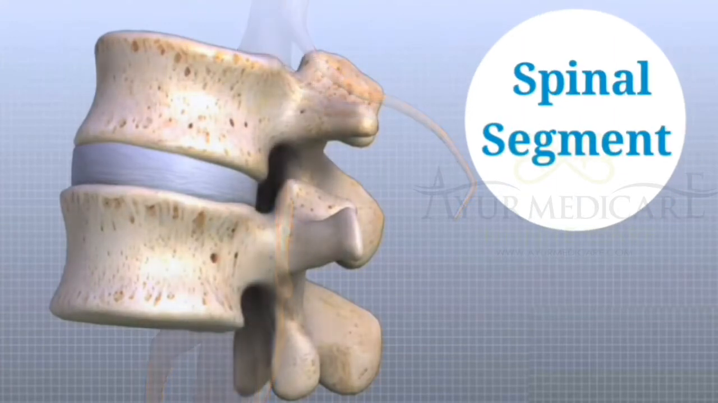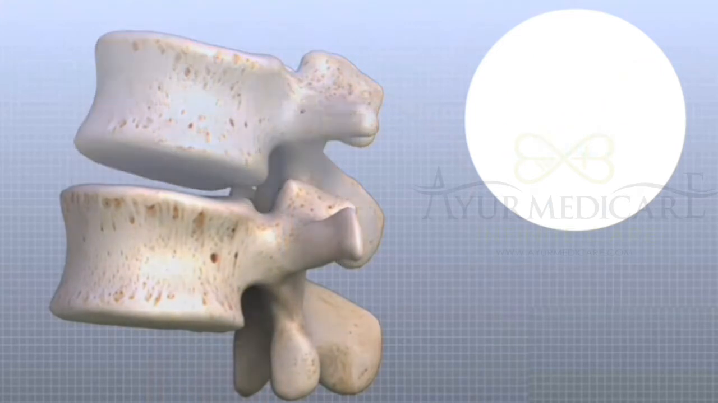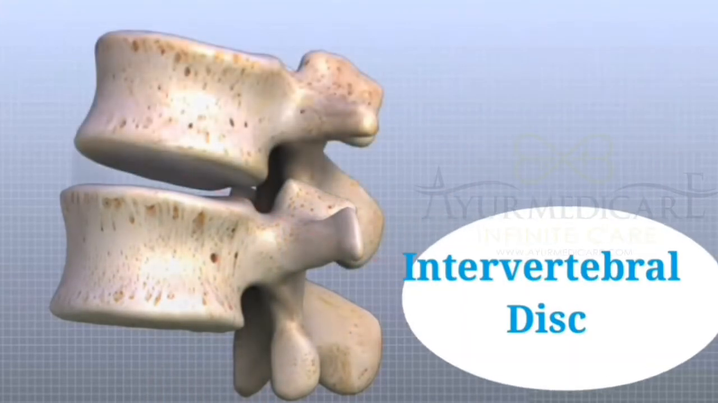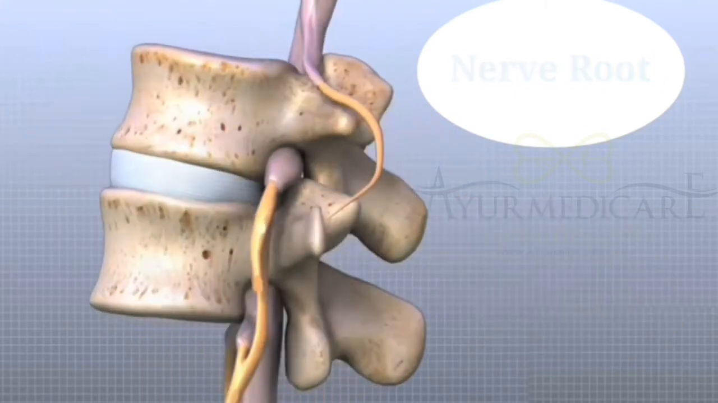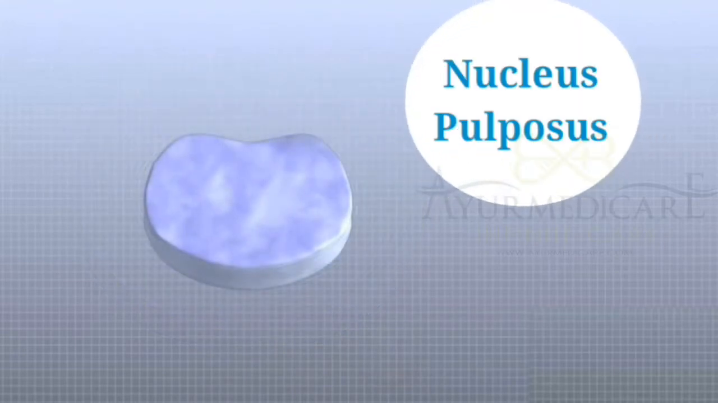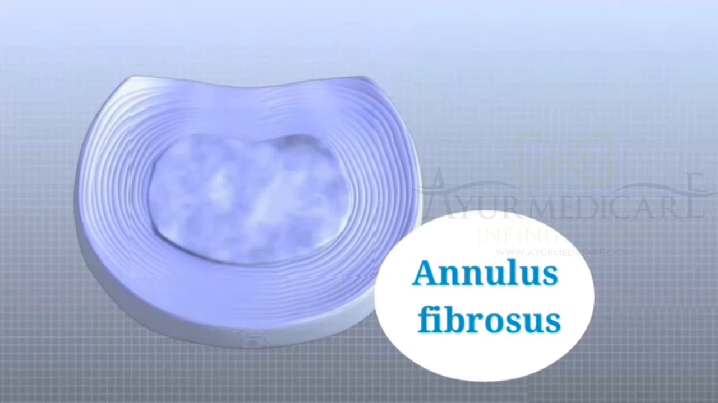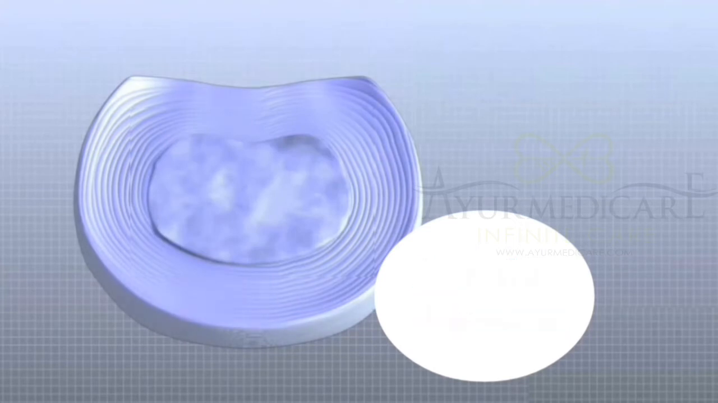If we take a single spinal segment, it includes 2 vertebrae, the intervertebral disc in between, and the 2 nerve roots on either side. The intervertebral disc is made of 2 parts. The center, called nucleus pulposus, is spongy and acts like a shock absorber to cushion the force between each vertebra. The nucleus is surrounded by a series of strong tissue, called annulus fibrosus.